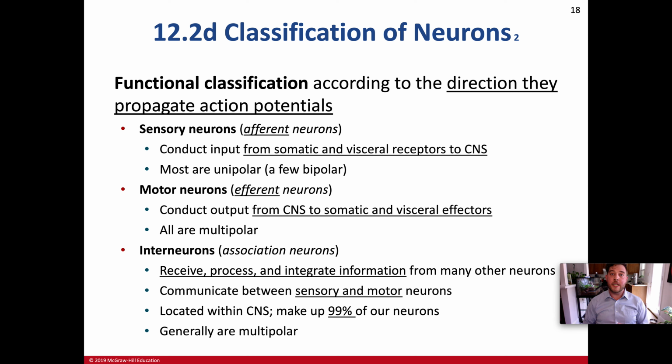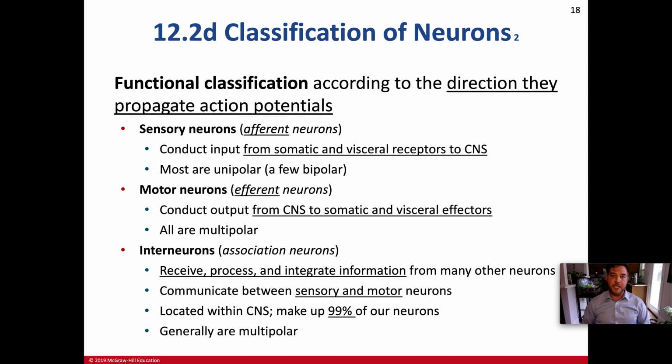And then interneurons. Most of your neurons are going to be interneurons, 99% of them are, and those are what communicate between sensory and motor neurons. They receive, process, and integrate that information. They communicate it between the two types. Generally, they are going to be multipolar. You don't always have interneurons.